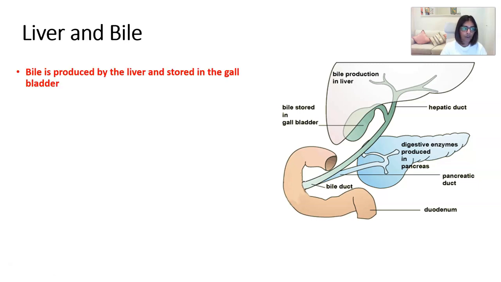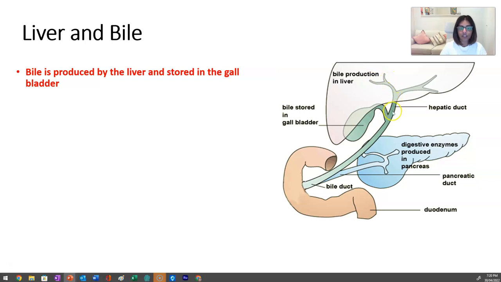What's important to know is that bile is produced in the liver up here, and you can see that these tubes transport that bile duct into the gallbladder. The gallbladder stores bile, so bile is produced in the liver but stored in the gallbladder. Bile plays a really important function in the body. It helps to emulsify fats, which we're going to talk about in a second.